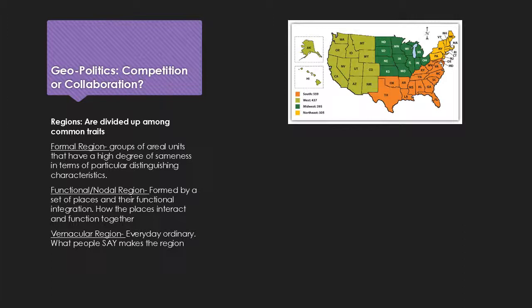So there's functional nodal region and vernacular region. The vernacular is more like the everyday, ordinary, what people say makes that region. So northern Colorado, we're known to have breweries. In Fort Collins, we have a lot of breweries, and some people may say that's what makes the region. And then the functional nodal region is formed by a set of places and their functional integration. How do places interact and function together?